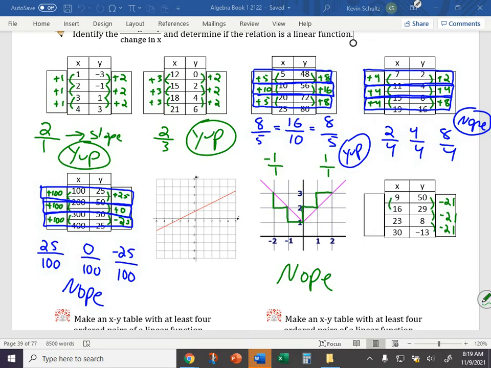From 9 to 16, +7. From 16 to 23, +7. And 23 to 30, +7. Will, what's the slope of this line here? Yep.